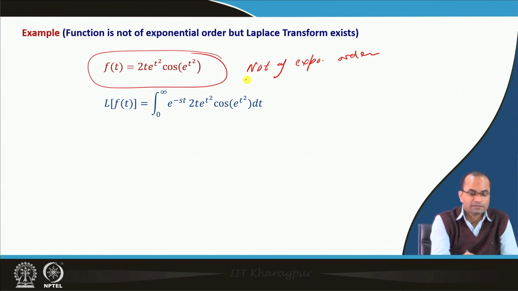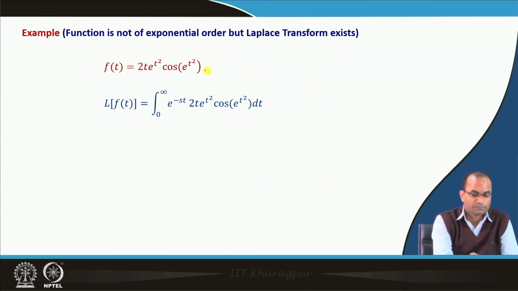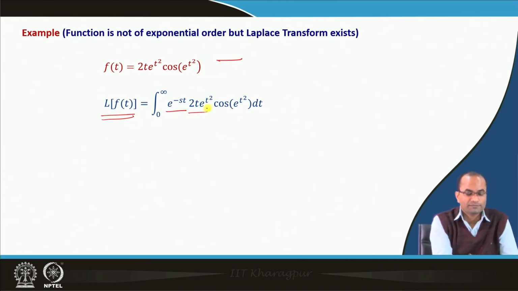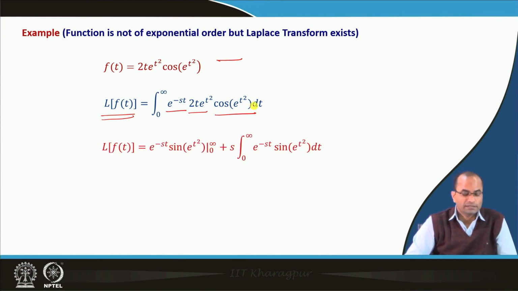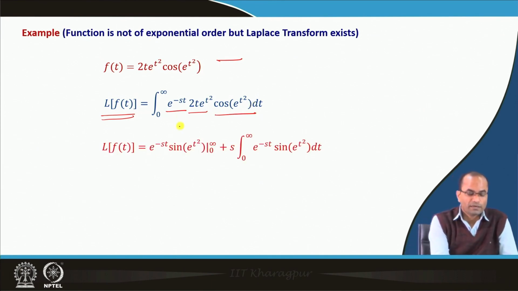So, we have this example here which is not of exponential order, and now if we compute this Laplace transform, that means the integral of e power minus s t times 2 t e power t square cos e power t square dt. So, we can integrate this by parts. So, e power minus s t, and then here this cos will become this sine, and this e power t square is sitting, the derivative is sitting there.